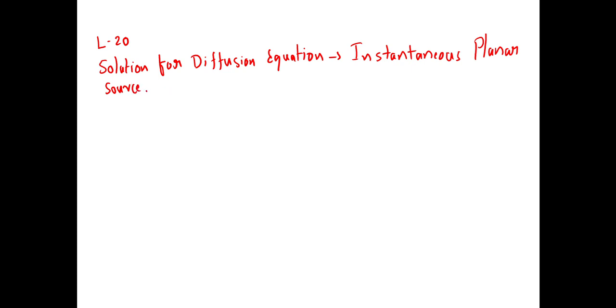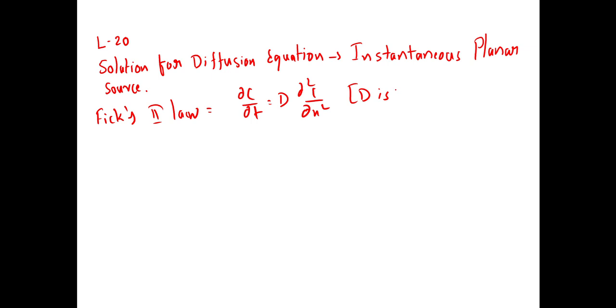First, to solve any condition, whether it may be the instantaneous planar source or any other source, we will be considering Fick's second law, that is, the partial derivative of concentration with respect to t equals D times the second partial derivative of concentration with respect to x. So D is the constant.